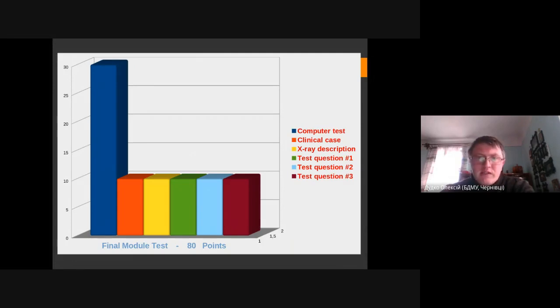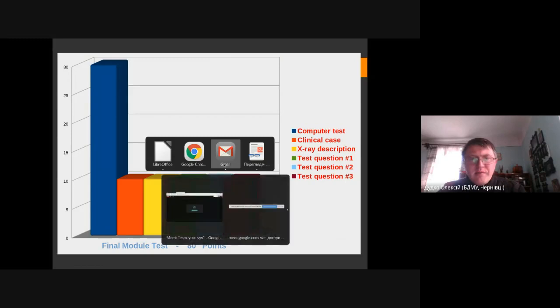We have other instructions on how to describe X-rays, and I'm going to prepare this for several locations. Then you have 3 oral questions, and each of these questions can also give you 10 points. So in total you can have 80 points. The list of these test questions is also present on your Moodle site.